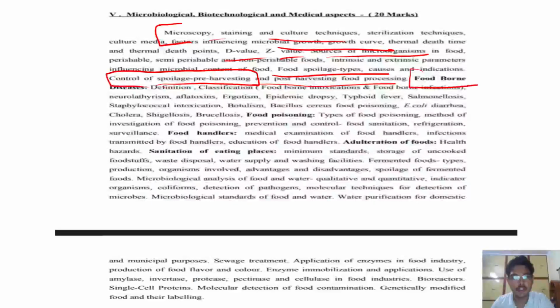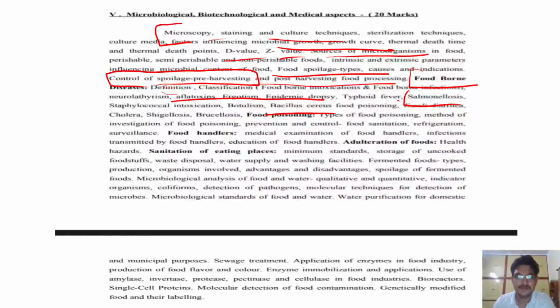Then we have foodborne diseases, which include different types of diseases transmitted from food to humans due to improper or unhygienic microbiological control during the processing or manufacturing of the food. These include very important bacterial species like Salmonella, which causes salmonellosis. Then we have Bacillus cereus. So you have to study the names of the microorganisms in detail.